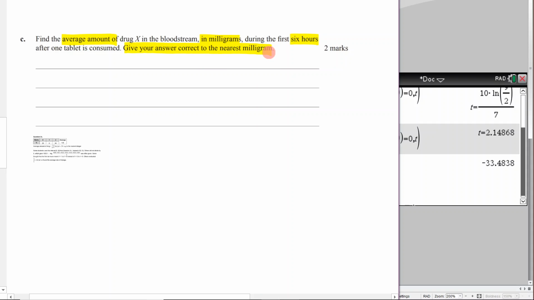All right, so what this means is we're finding the average value, and this is just something that we know. So we know that the average value is going to be equal to, and if we were to think about this in a general way, it's going to be 1 over b minus a, the integral from a to b of f of x dx.